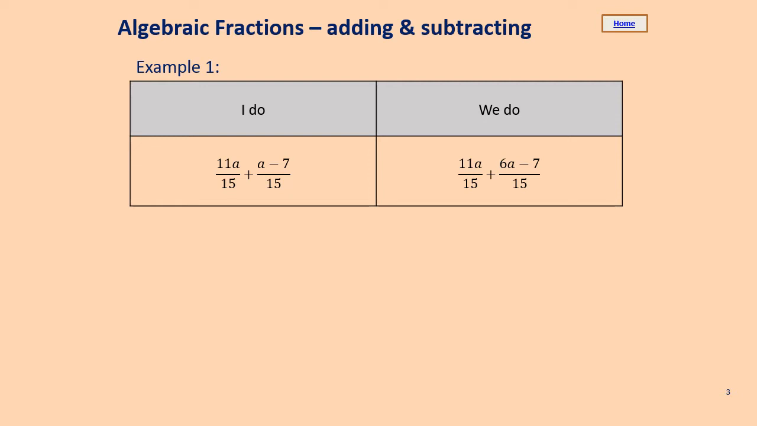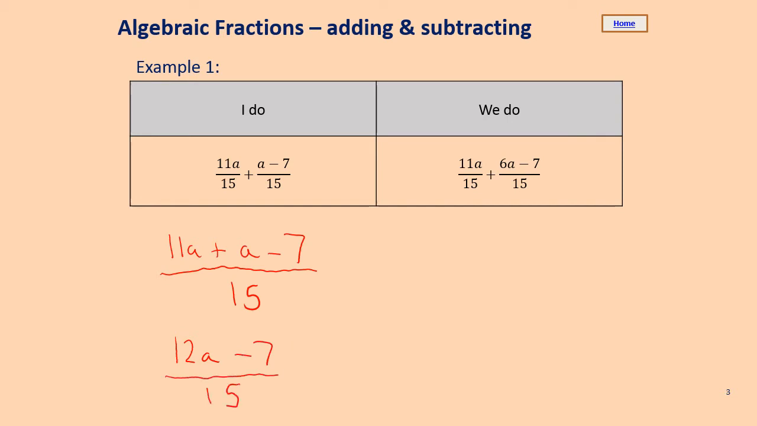So I'm going to start by writing this as one fraction: 11a plus a minus 7, all over 15. I've just combined the two fractions into one. They had a common denominator, so I can do this. Now we look at this numerator. It's just a simple matter of collecting like terms. So we've got 11a plus a, which gives 12a, minus 7, and that's all over 15.